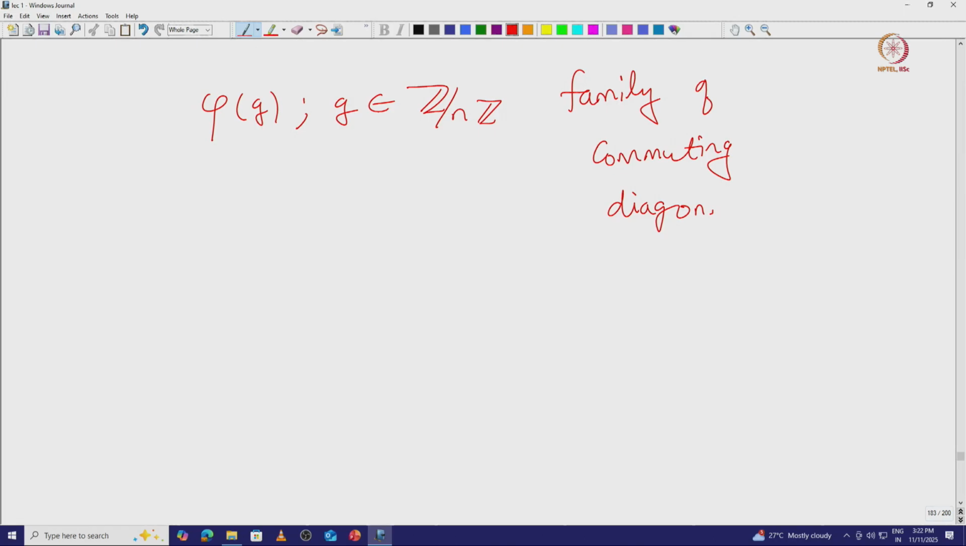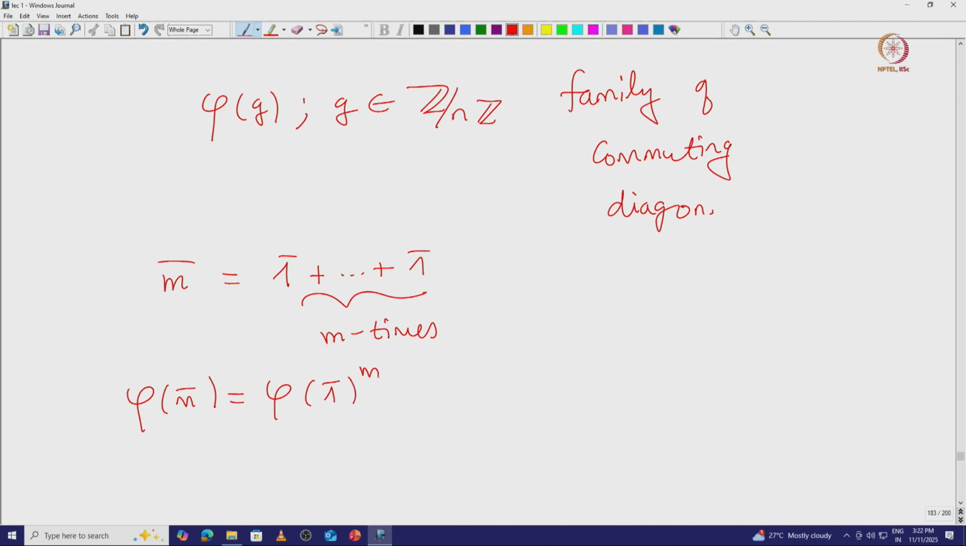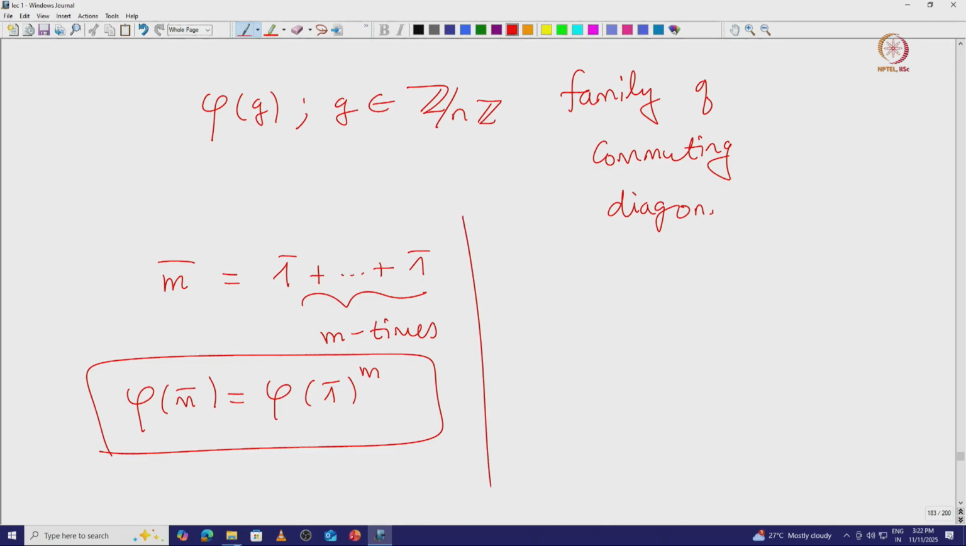But anyway, since we are working with a cyclic group, it is easy to see that the group is generated by 1 bar. So any other element like m bar is just 1 bar summed m times. Because of this you can easily see that phi of m bar is just phi of 1 bar to the power m. Since phi of 1 bar is indeed diagonalizable, we can use that information to conclude that phi of m bar is diagonalizable.